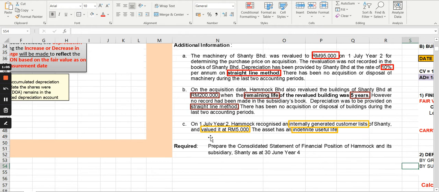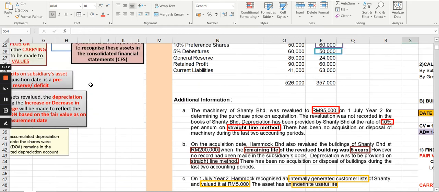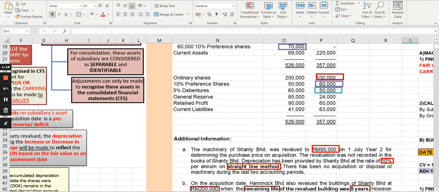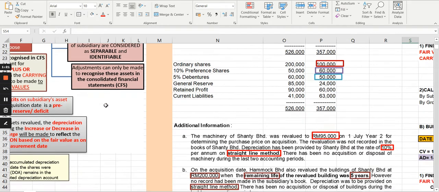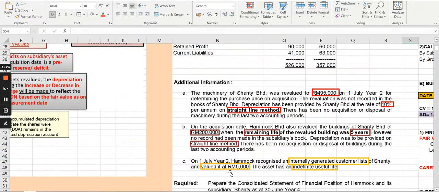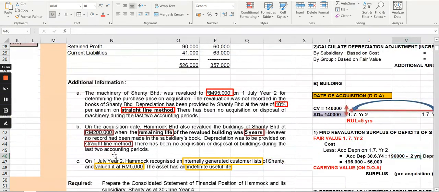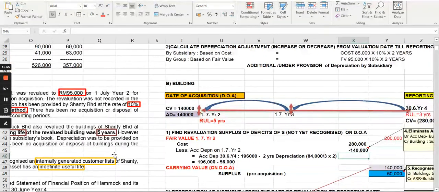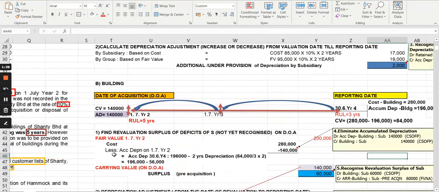However, as this is acquired in a business combination, the internally generated asset is considered as separable and identifiable, and as a parent company, Hammock will have to recognize this asset in its consolidated financial statement at the fair value. So how do we go about doing that? It's quite easy. The asset has an indefinite useful life. If it has a definite useful life, you will have to provide amortization adjustment as well.